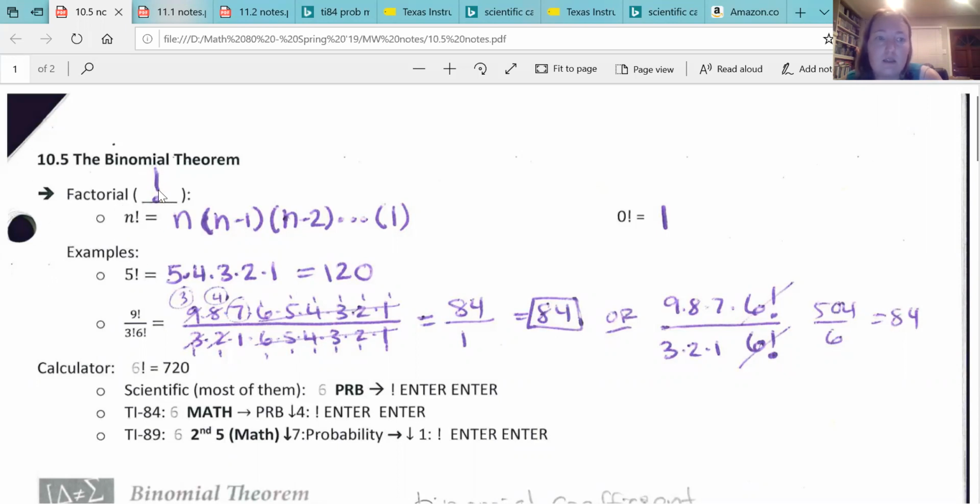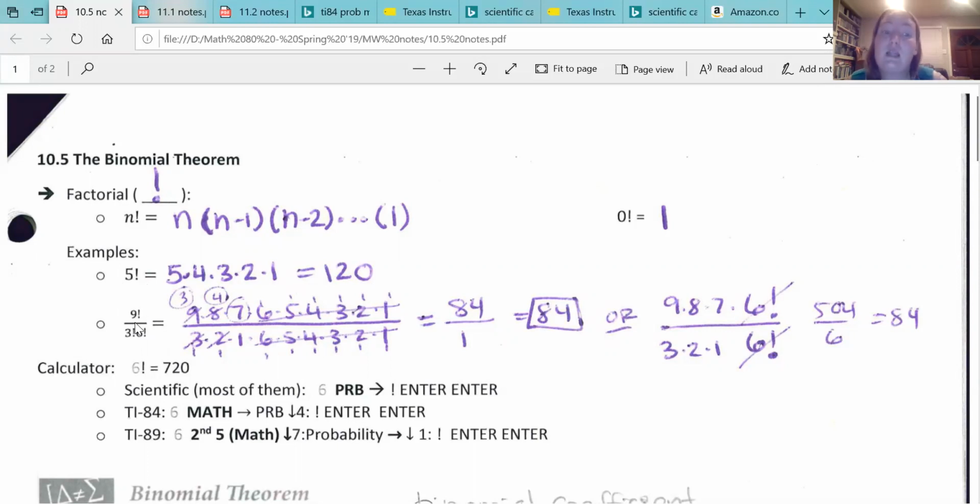Factorial is like an exclamation point, but in math that means you take the number that's in front and you multiply by one less, and then one less than that, one less than that, all the way until you get down to 1. So, for example, 5 factorial is 5 times 4 times 3 times 2 times 1. When you multiply those together, the value would be 120 for 5 factorial.